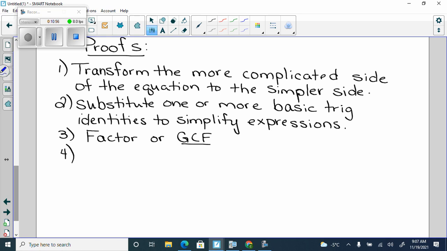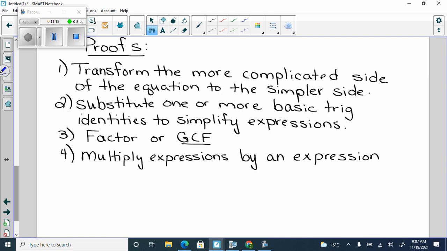4. Multiply expressions by an expression equal to 1. What does that mean? That means that you can randomly multiply any top by any bottom, the same thing, right? So when we went to make common denominators, we multiply the top by sine x and the bottom by sine x, which is just 1. Because you're not changing the expression if you do it to the top and the bottom.